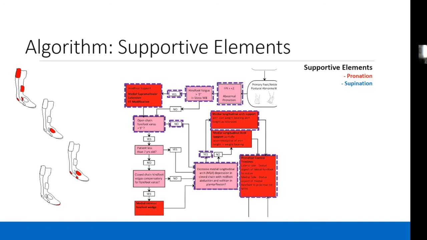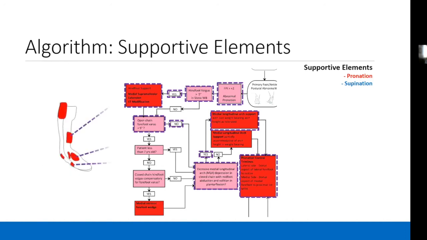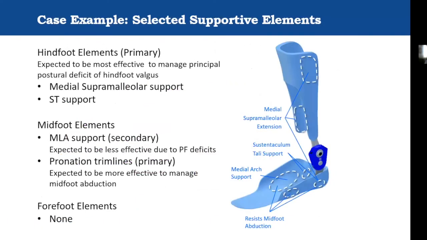So we're going to try and contain in 3-point bending and prevent the forefoot from abducting. So those are the basic supportive elements. This is what it looks like in the cartoon with regard to what those are included, and there will be no forefoot medial wedge because it's not necessary. In the articulated orthosis, these are the locations of those supportive elements. And as I mentioned, the hindfoot elements, which are primary, expected to be most effective to manage the principal postural deficit of hindfoot valgus, which is the medial supramalleolar support and the ST support. Midfoot elements, the pronation trimlines are expected to be effective, but not really the medial longitudinal arch support, so it's included.